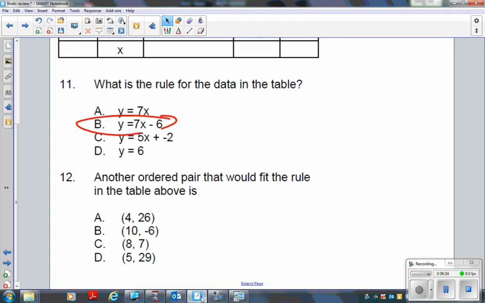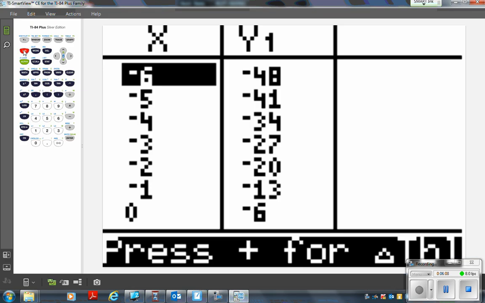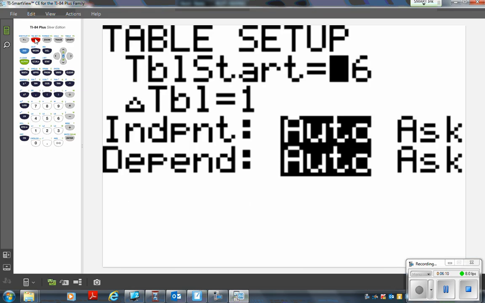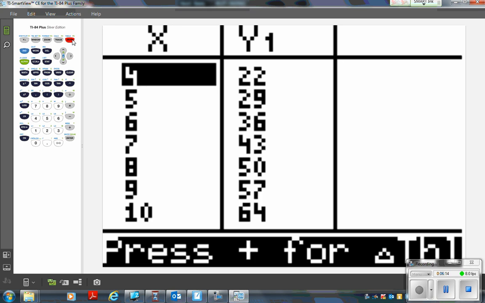First number they gave us is 4 and 26. Let's check that out. And that's incorrect. 4, 26 is not there, but 5, 29 is.